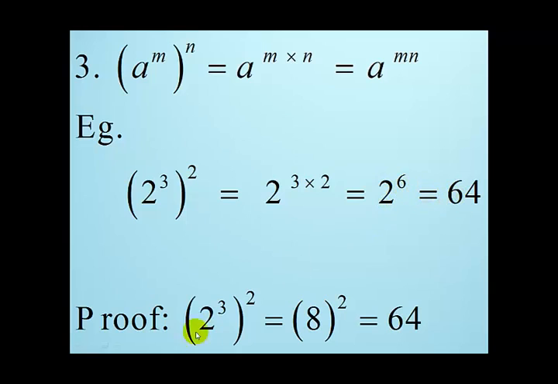Now let's look at this proof. We were given (2^3)^2. Solving the bracket first, 2 raised to the power 3 alone gives us 8. Don't forget your exponent. The exponent is 2. This means that (2^3)^2 is equal to 8^2. And now 8 raised to the power 2 is equal to 64.